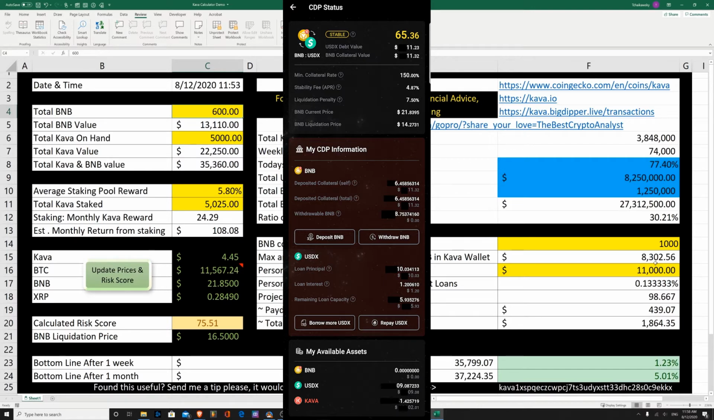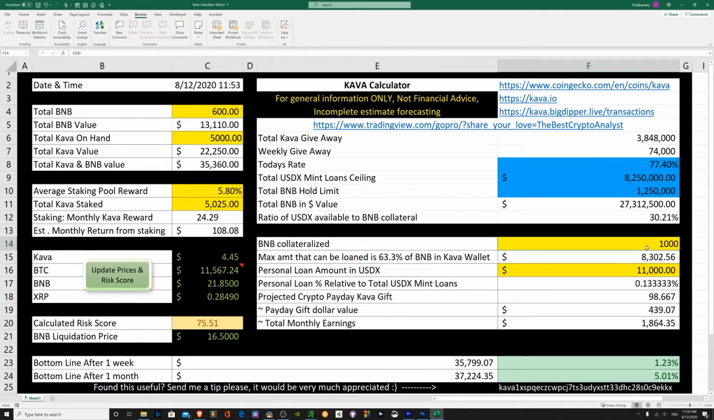So let's go ahead and put in the scenario here where we have a total of 600 BNB. So let's say that we decide to collateralize all of it, 600 of it. That means the max amount that we can take out as a loan is $8,302.56. When we take a look at our personal loan amount, look at that. It says liquidated because we have to update this 11,000. The most we could take out is 8,302, and obviously we cannot take out more than that.